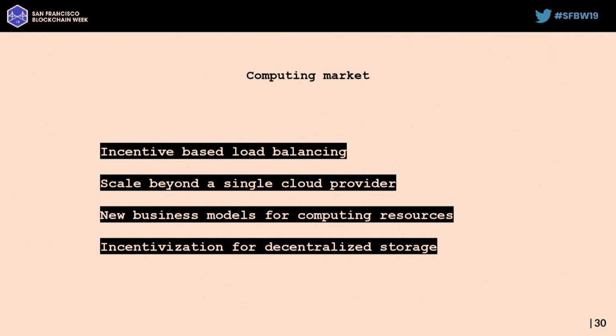So this computing market allows us to organize the network in a way that the load balancing between peers happens on an upfront incentive basis. Nodes on the network are incentivized to cache the data and the code in advance, to be ready to serve requests anytime and give the client the best latency. This way they will be able to earn money. It obviously allows us to scale between different cloud providers.